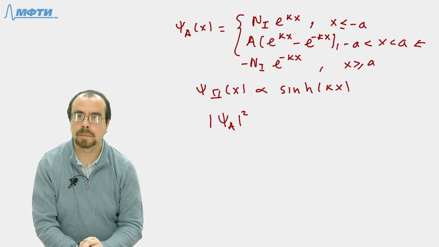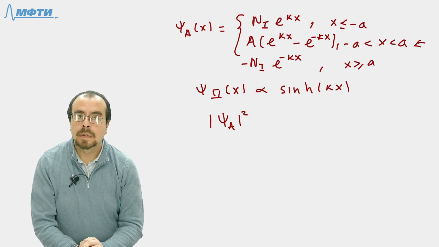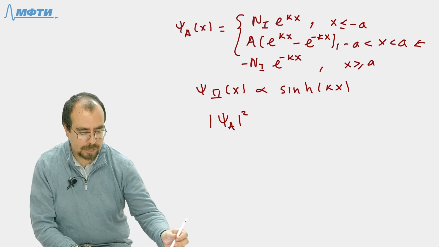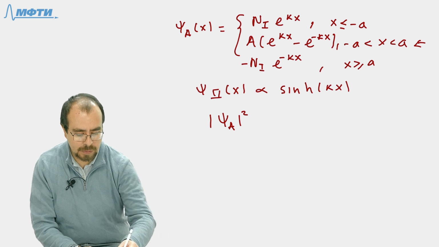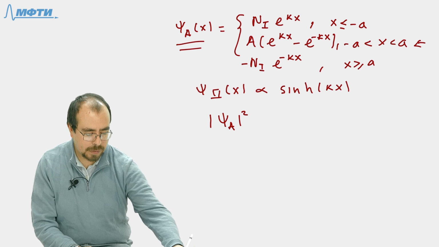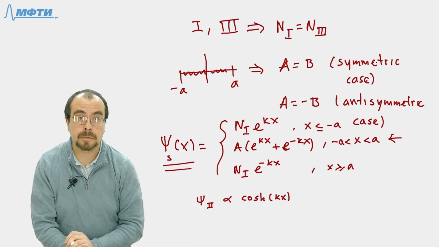Any other question? It says maybe the index isn't A, but must be S. Well, in the case that we are dealing with here, it should be antisymmetrical. And in this other case, we put the symmetrical case. So there should be one A and one S.